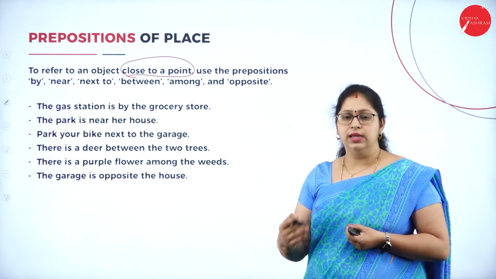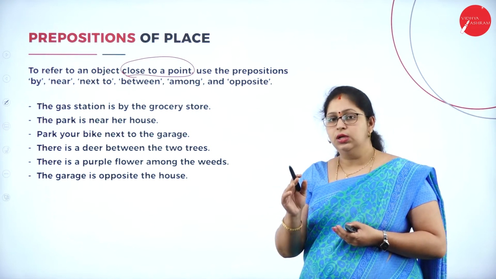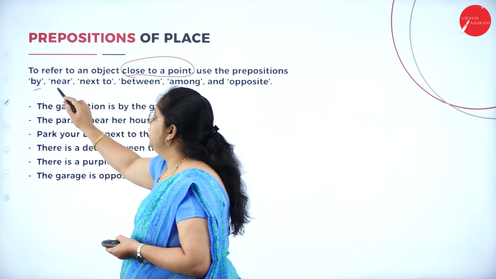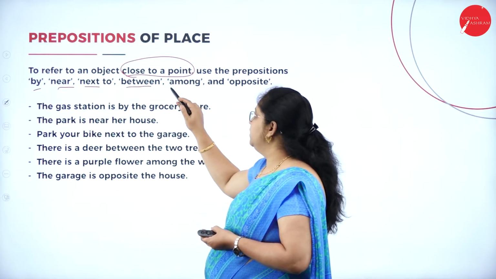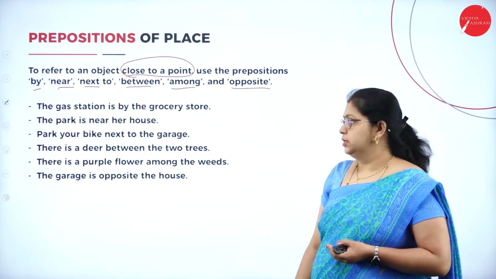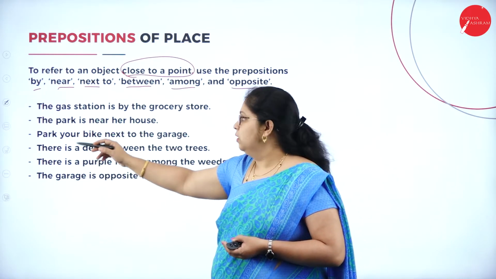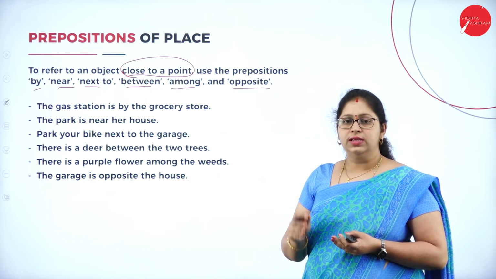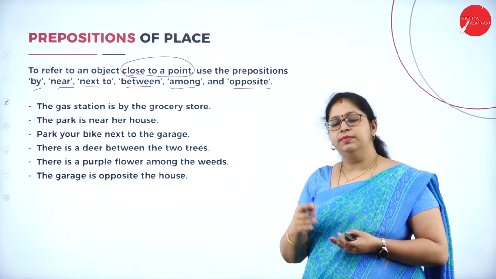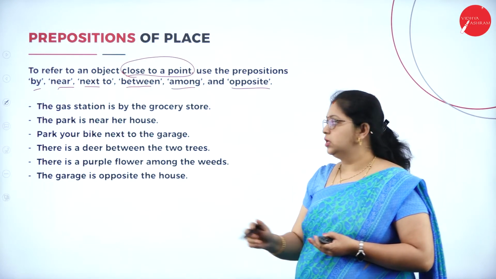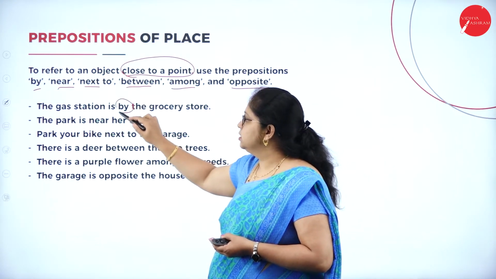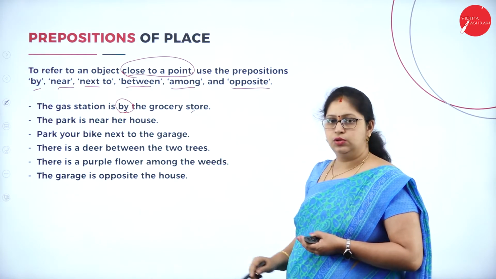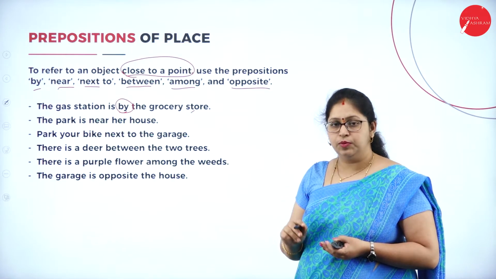So, when we are telling that it is very close to a particular point, we use these prepositions: by, near, next to, between, among and opposite. Let us see some examples now. The gas station is by the grocery store. So, where is the gas station? It is by. By means near to the grocery store. The particular point is now the grocery store, so we are using the preposition by.